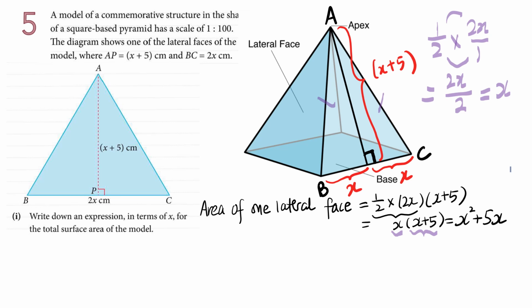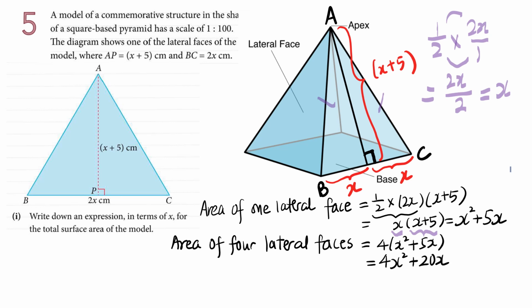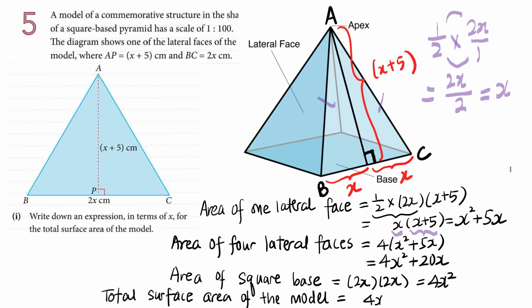So that is for one lateral face. If you look at the diagram, there will be 4 of them. So you need to times 4, to get 4x squared plus 20x. And because we're finding the total surface area, we need to add the area of the base, which is a square. So the area of the square is length times breadth, which is 2x times 2x, giving you 4x squared. So if you add all these areas up, that will give you a total of 8x squared plus 20x.